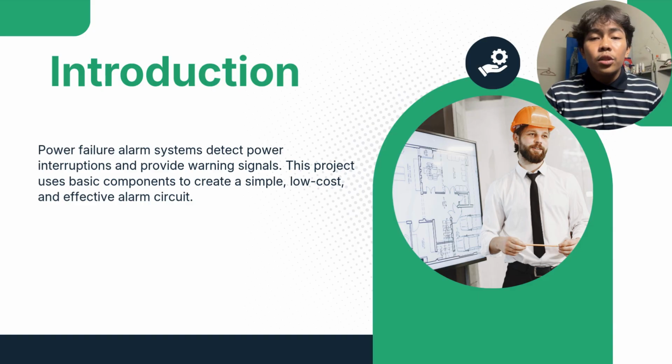The capacitor is used to store electrical energy when the power supply is available. When a power failure happens, the stored energy is released and used to activate the buzzer. The buzzer will produce a sound to inform user that a power interruption has occurred. This project is simple, low cost, and helps us understand how electronic components can be used in real life application.